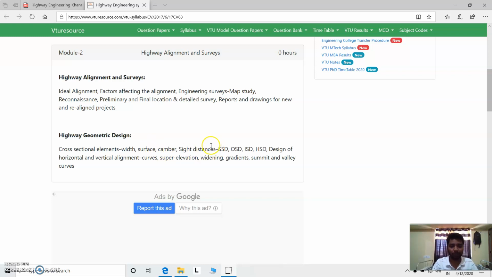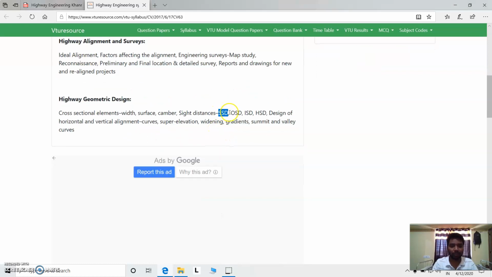Till last class we have completed cross-sectional elements, width, surface, camber and sight distance, which are considered in the geometric design of highway. In this class I will start with stopping sight distance, overtaking sight distance, intermediate sight distance, horizontal sight distance, headlight sight distance, horizontal and vertical alignments of curves, and different types of sight distance, widenings and gradients, which affect the geometry of the highway and will be considered in the design that is discussed over here, right?